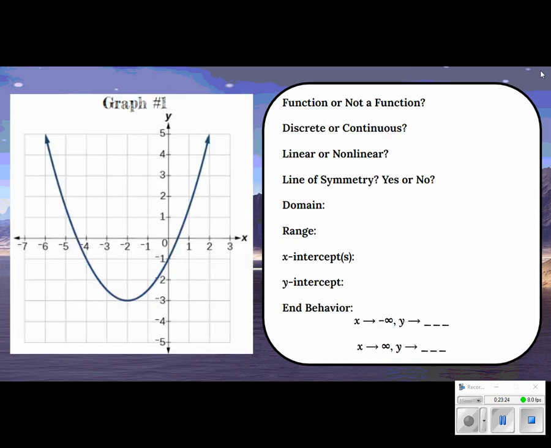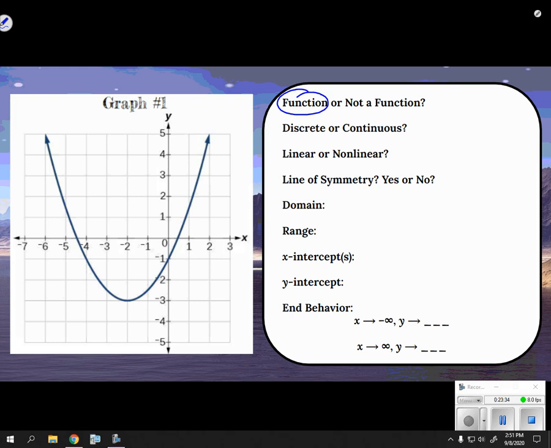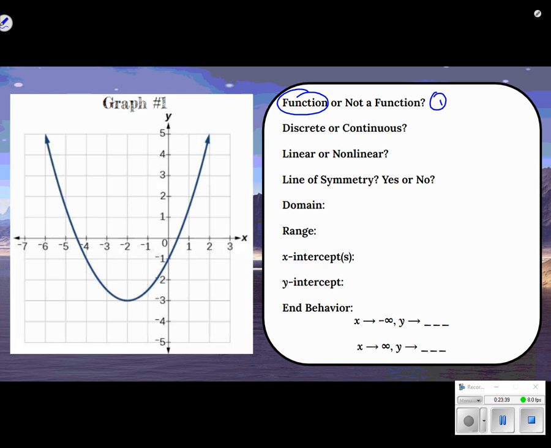All right, here's a different graph. Is it a function or not a function? It passes the vertical line test. It's a function. It's actually one of our function families. Do you know what function family it belongs to? It is the quadratic. You need to know that based on its shape. So know what a quadratic function looks like.